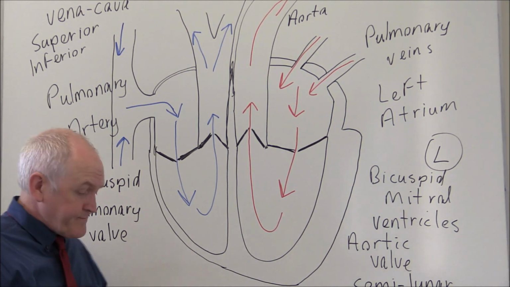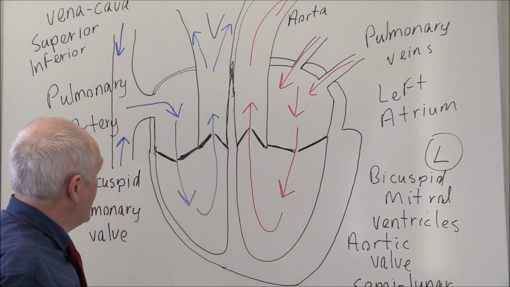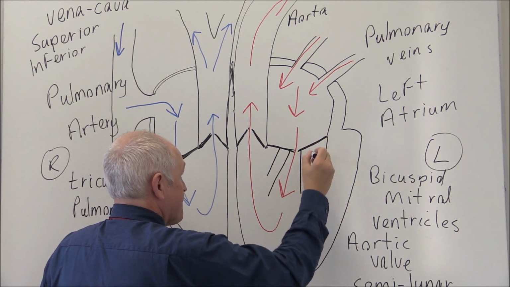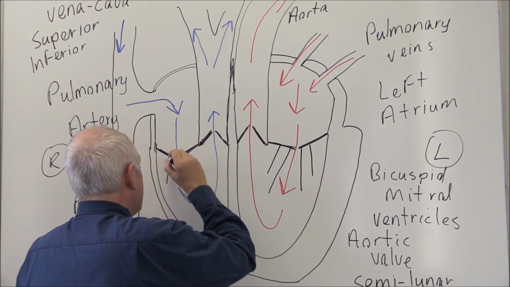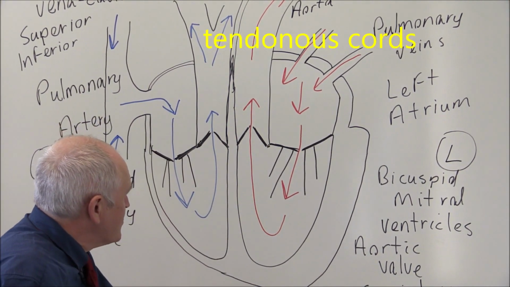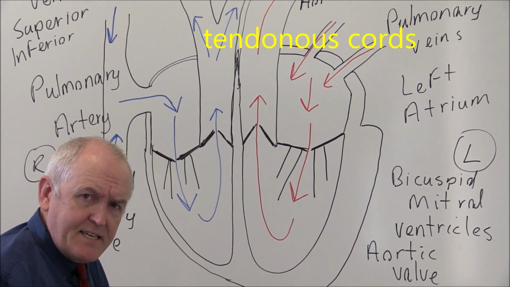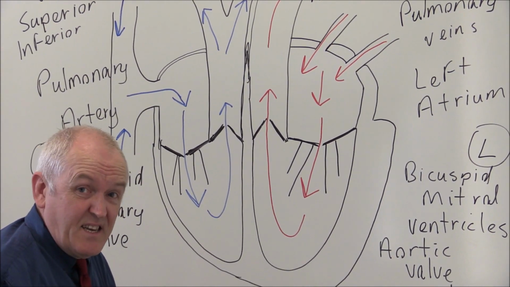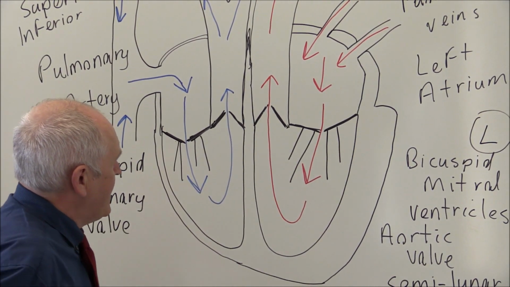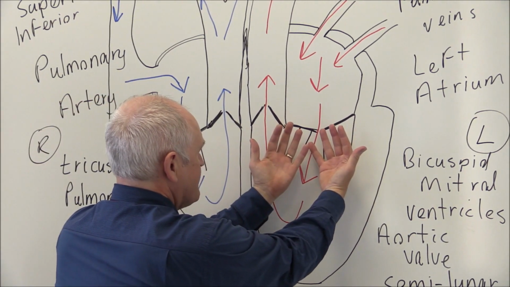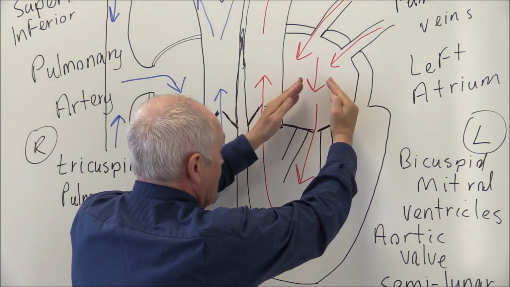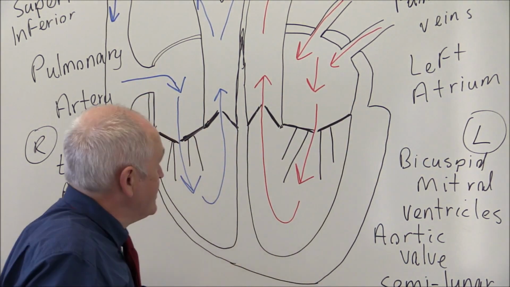Now, the valves, we don't want the valves to overexpand or over-open. So connecting to the valves, there are tendons. These are called tendinous cords, or sometimes you see them referred to by their Latin name, chordae tendineae. But these days we normally call them the tendinous cords. And what they are is tissue, strands which hold the valves and stop them flapping back into the atria.